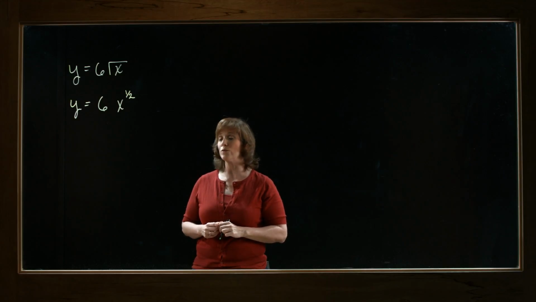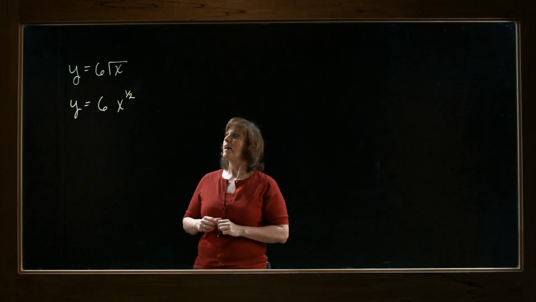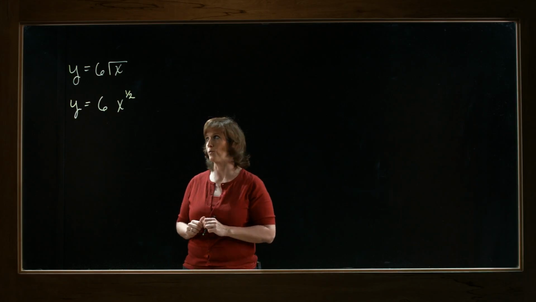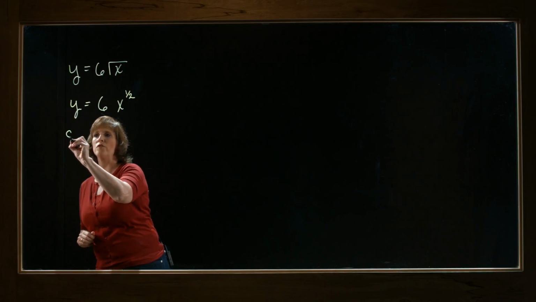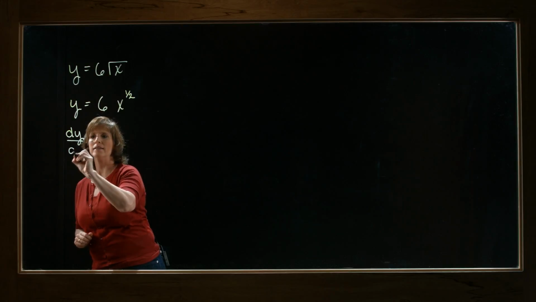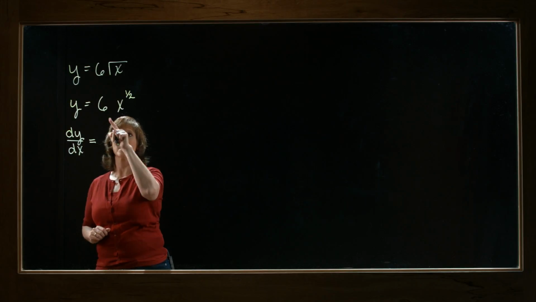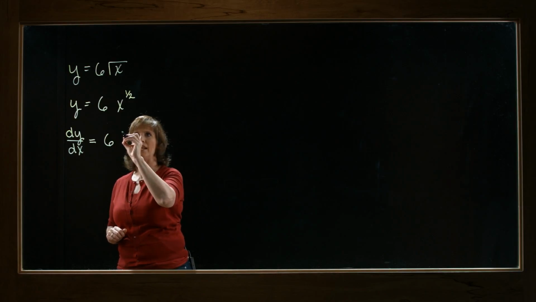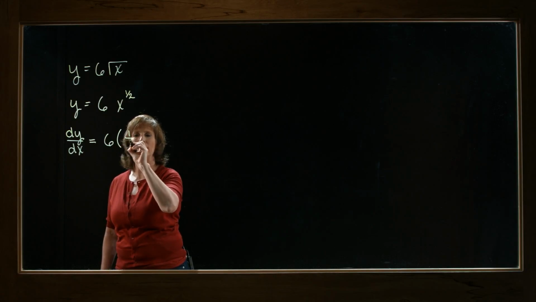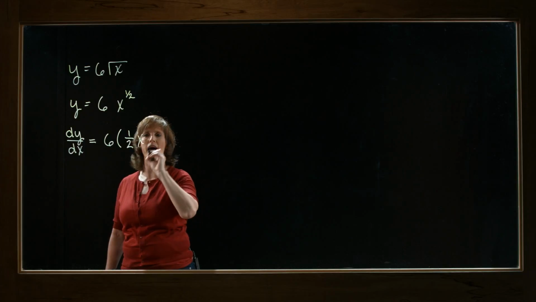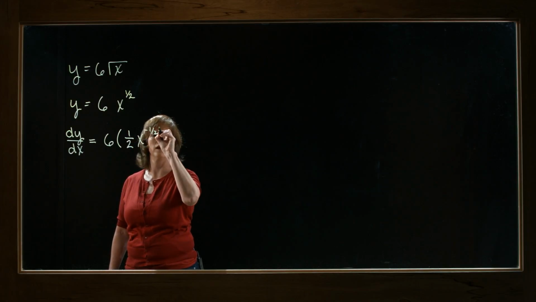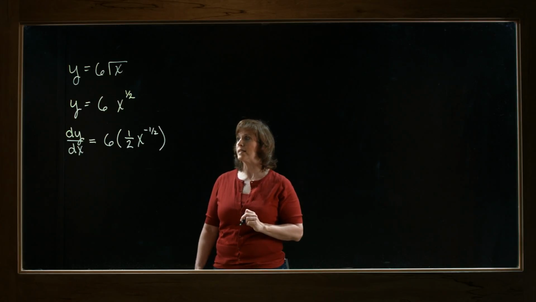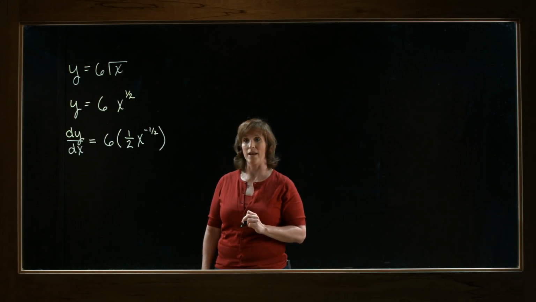Now I have rules that I can use to differentiate this. It'll be a combination between my constant multiple rule and my power rule. So taking the derivative of both sides, dy dx equals, the constant multiple rule says I pull out the 6 and then I differentiate x to the 1/2. So you bring down the 1/2, copy over the x, and subtract 1 from the exponent. And so I end up with 6 times 1/2 x to the negative 1/2.